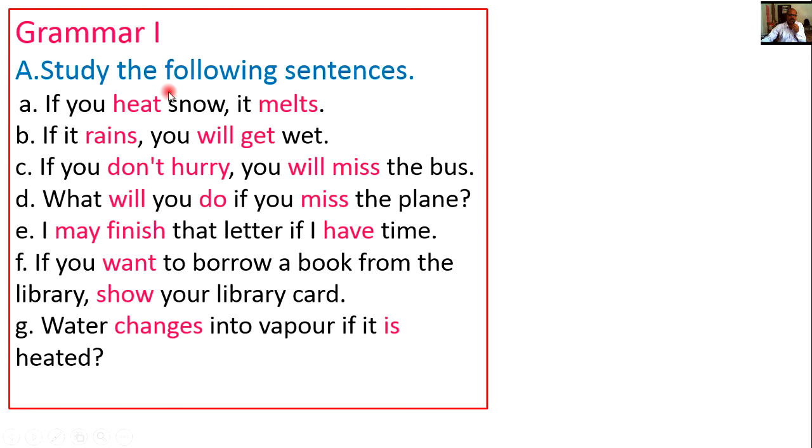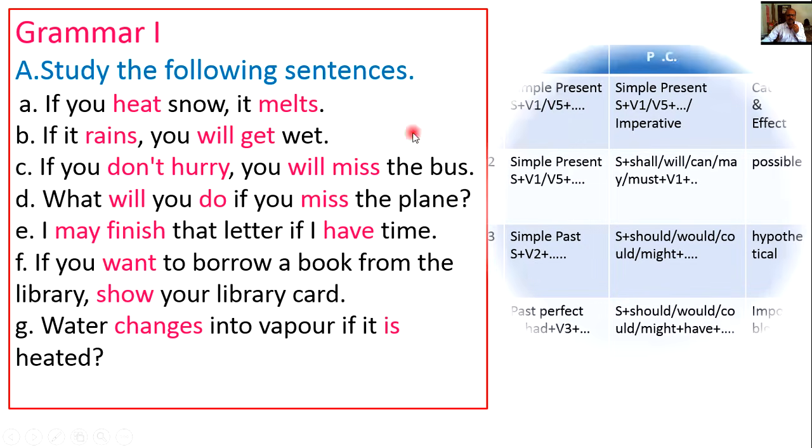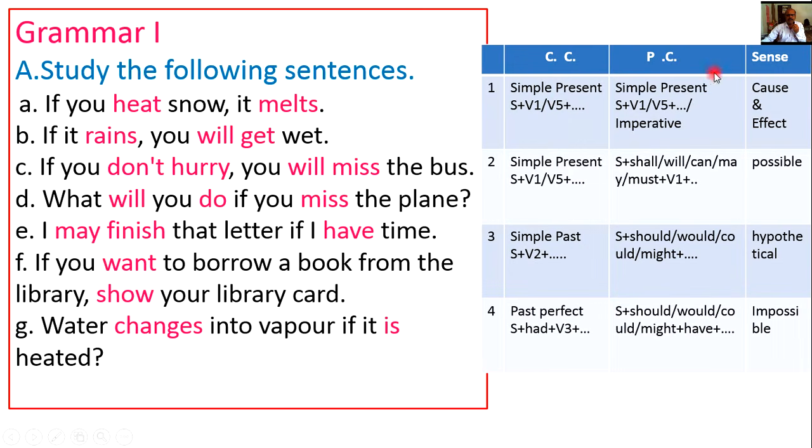Here, grammar. Study the following sentences. Now read it. That is the CC and PC conditional sentences. If you heat snow, it melts. It means it is cause and effect. Now here is the structure. CC and PC and sense. The simple present in type 1, then in PC also simple present or imperative. But sense should be cause and effect. If you heat snow, it melts. If it rains, you will get wet.